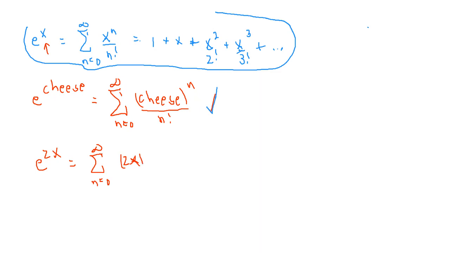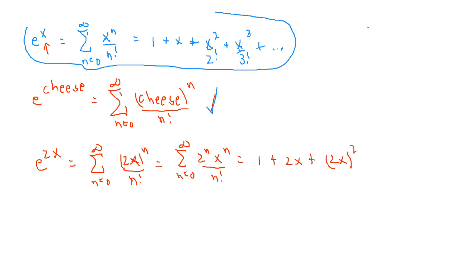Please let me know if you have any questions. And I could write this as 2 to the nth power times x to the nth power all over n factorial. And then the terms would be 1 plus 2x plus 2x quantity squared over 2 factorial. Well, actually, hold on. I can do better than that.